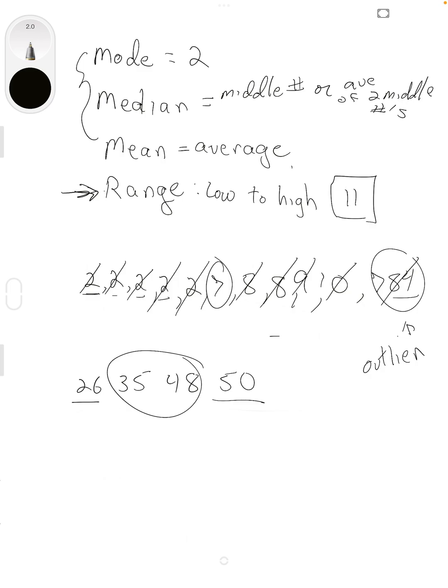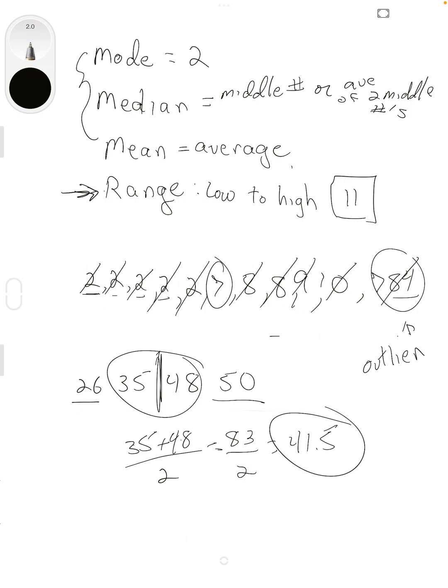So in other words, I would say 35 and 48 divided by 2. Or in other words, what you're looking for is what's halfway between those two. And that's how you find the average. So 35 and 48 is going to be 83. Divide that by 2, and it's going to be 41 and a half. That's going to be the median.